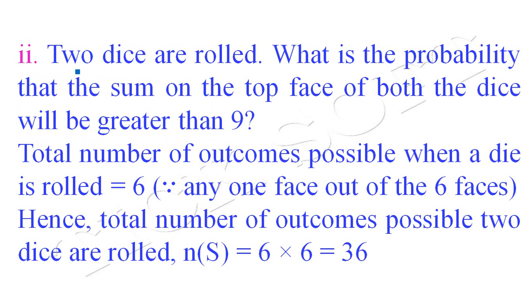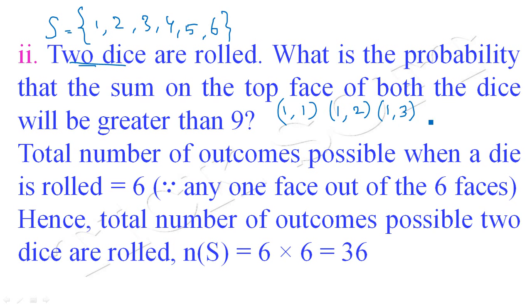Now we have the second example. The question is: 2 dice are rolled. What is the probability that the sum on the top face of both the dice will be greater than 9? When only one die is rolled, the sample space consists of 1, 2, 3, 4, 5 and 6. But here 2 dice are rolled. So what are the possible outcomes? We can get 1 on both the dice, or we can get 1, 3, etc., up to 1, 6, or we can get 2, 1, 2, 2, 2, 3, 2, 4, etc., up to 2, 6. Similarly we can get up to 6, 6. So totally we will have 36 possible outcomes.